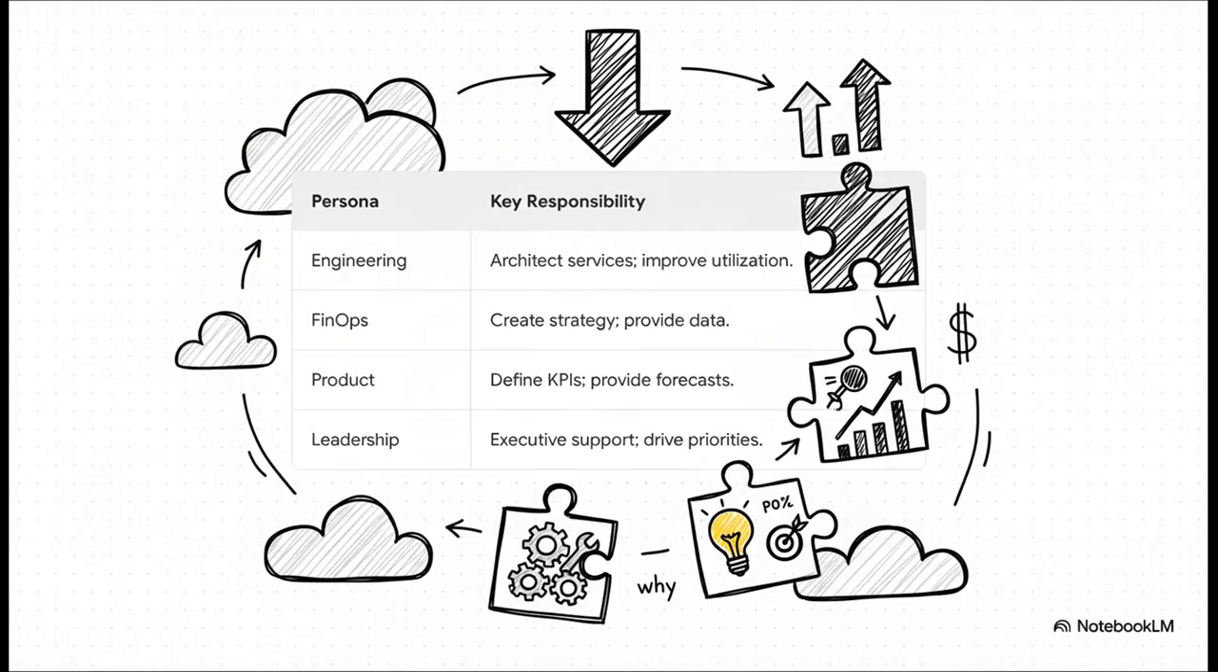You really have to think of it like putting together a puzzle. Engineering is there on the ground, actually building and tweaking things. The FinOps folks are providing the big picture strategy and all the data. The product team gives you the why. What are the business goals? What do we expect demand to look like? And critically, you've got leadership providing that top-down support to make sure this work actually gets prioritized.